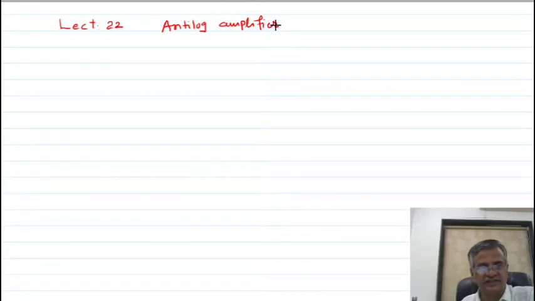In the last lecture, we have seen the log amplifier. Today we will see about anti-log amplifier. The circuit diagram of anti-log amplifier is shown in the figure. See here, in this circuit I am showing the two op-amps. This is op-amp 1.